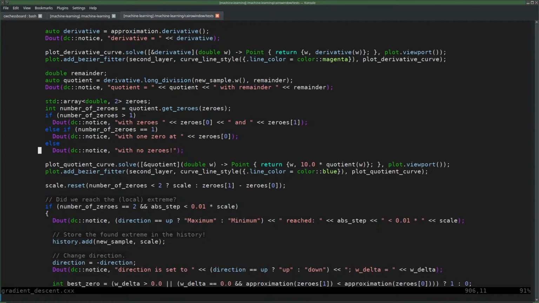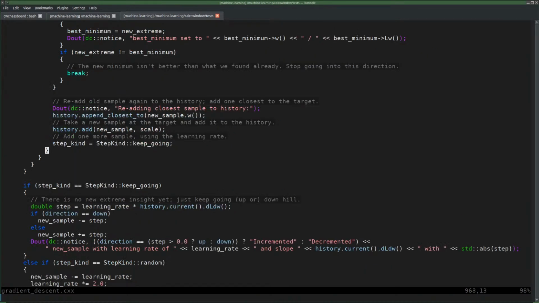And see, scale is reset here. We just keep the scale because we don't have zeros. And then we don't do this. And then we don't do anything at all.